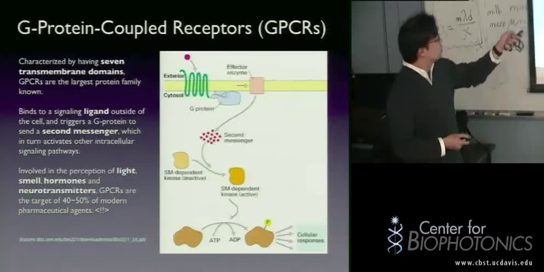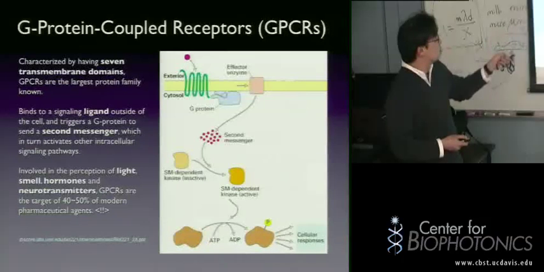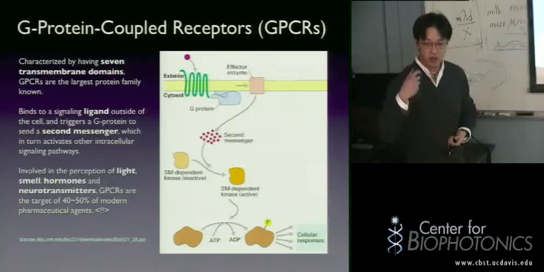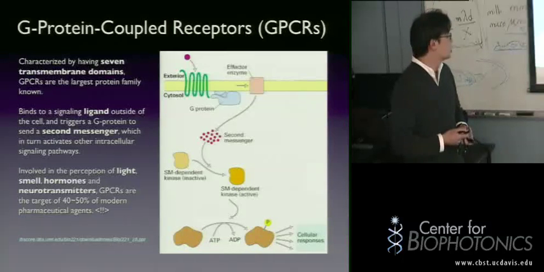So these G protein-coupled receptors are involved in the perception of light. They allow you to smell. They are also important for mediating the signals transmitted by hormones and neurotransmitters.